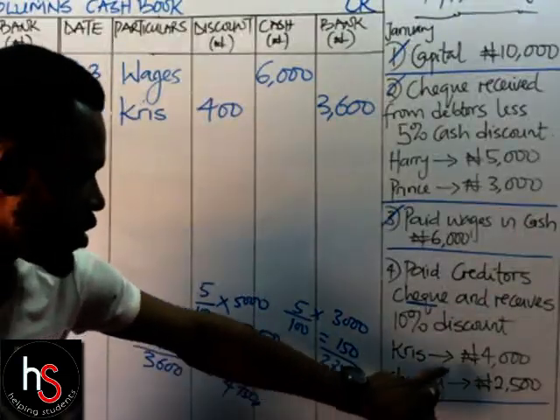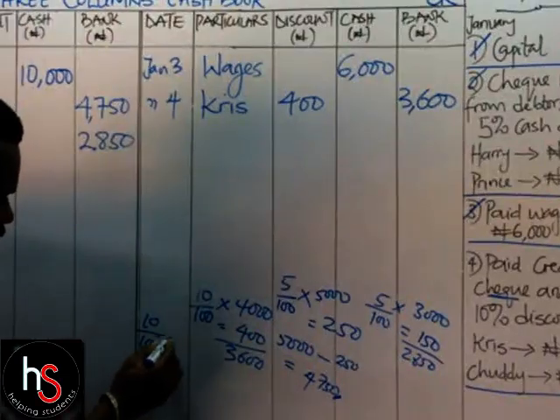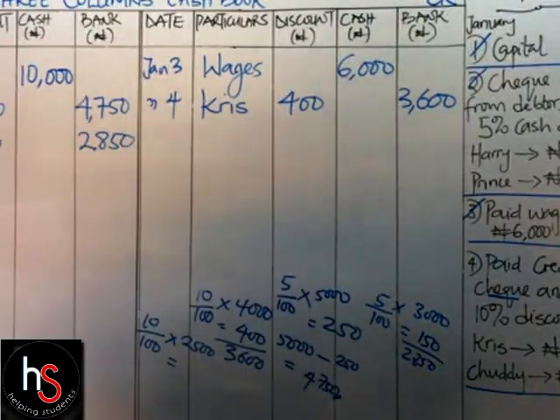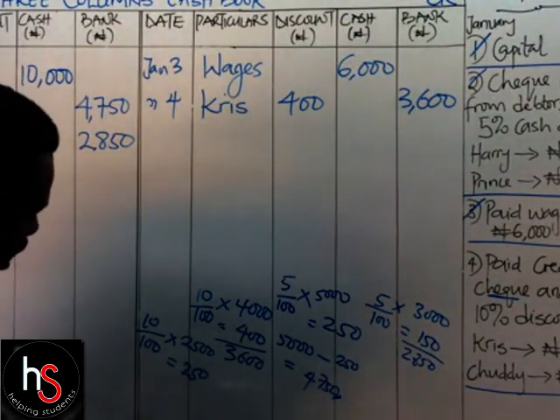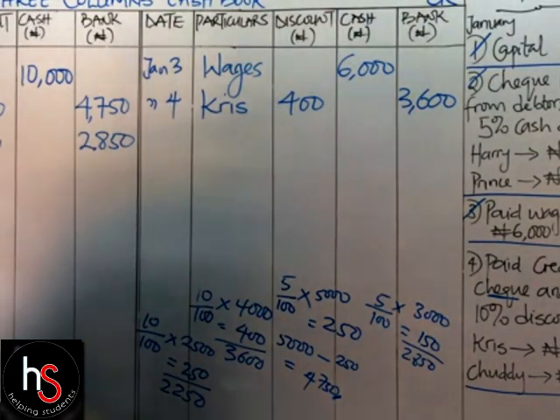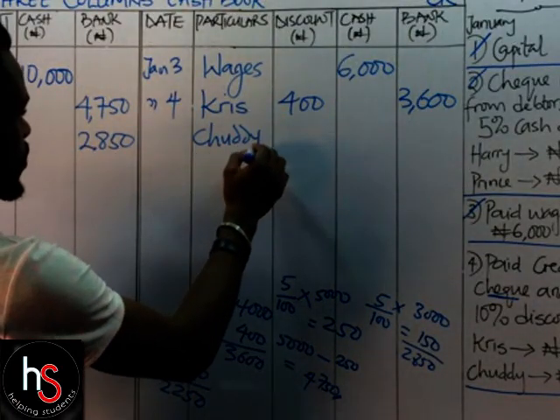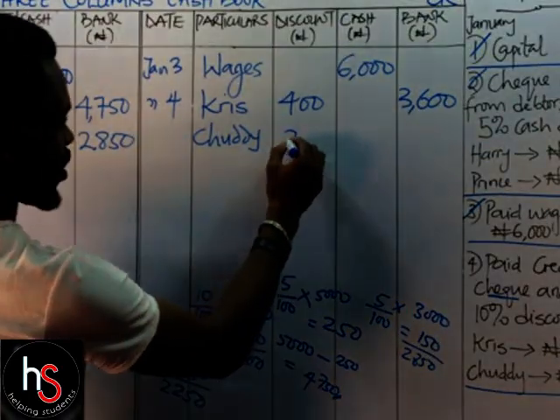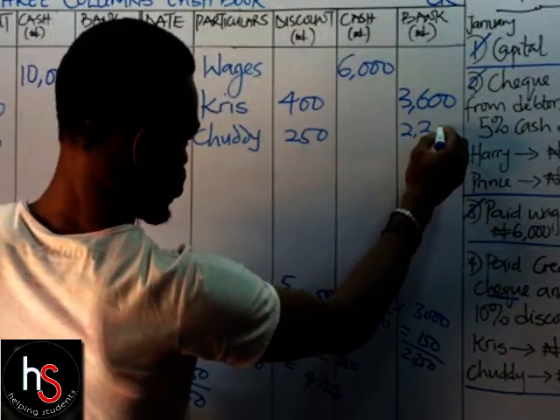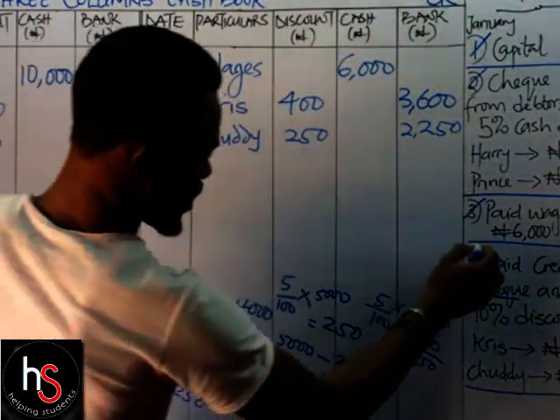We have Chudi. 10% of 2,500. We'll do the same thing again. 10 divided by 100 times 2,500. So by the time you do everything here, what do we have here? 250. Now, 2,500 minus 250 gives us what? 2,250. Okay? So the discount now for Chudi, the discount for Chudi is what? 250. While the bank is what? 2,250. Okay? With the same date. And that is it about the transactions.